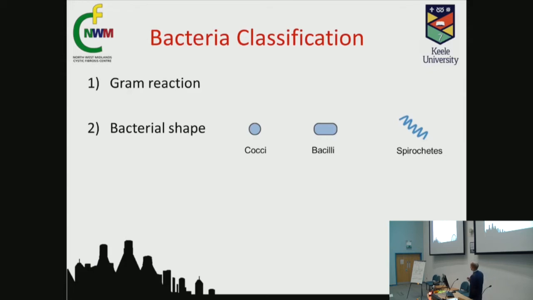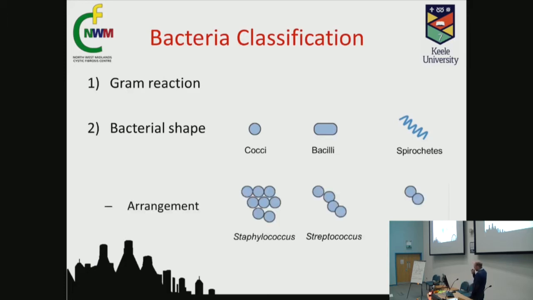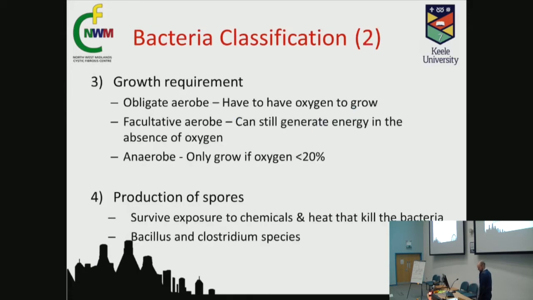If you have cocci, it can grow in different ways, so the arrangement of cocci is also very important. You can get clusters, as you do with Staph aureus, you can get chains, as you do with Streptococcus, or you can get pairs, as you do with Neisseria meningitidis. And again, that's pretty simple, but if we go back to that original slide that we looked at, this is suddenly starting to become a little bit clearer. So those are the first two stages of bacterial classification.